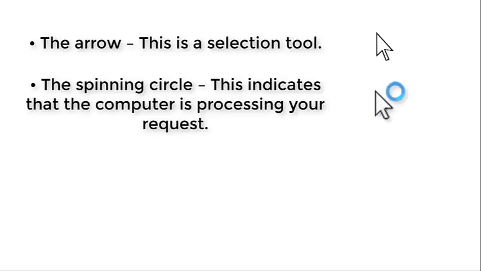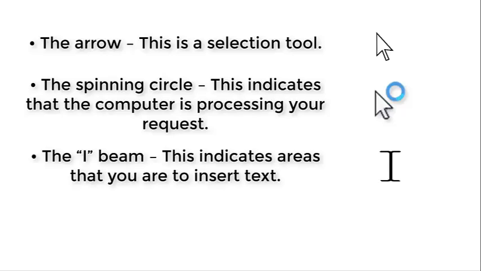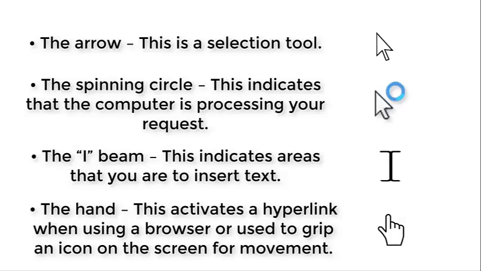The different types of cursors that you may encounter are the arrow. This is a selection tool. The spinning circle. This indicates that the computer is processing your request. The I-beam. This indicates areas where you are to insert text. The hand. This activates a hyperlink when using a browser or is used to grip an icon on the screen for movement.